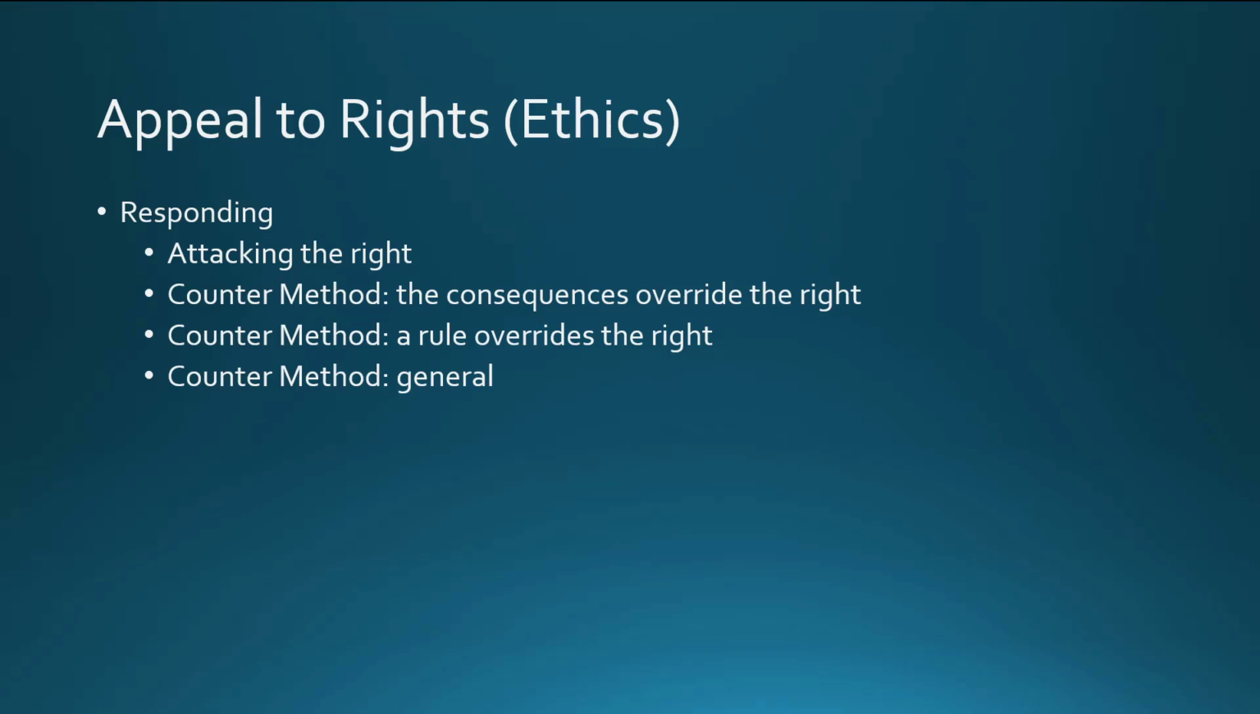Another counter method is an appeal to rules. The appeal to rules method basically is that there are moral rules and that breaking these rules is wrong, following them is right. And so the way to counter an appeal to rights with an appeal to rules is to show that there is a rule that either overrides the right or simply nullifies that right. Or perhaps, if you want to really be thorough, that you essentially wipe out the whole appeals to rights thing, saying morality is about rules.